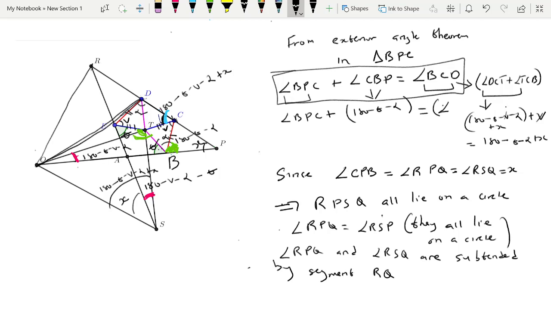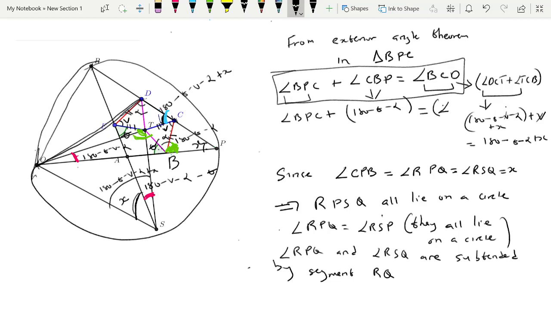So this means that this circle actually does exist. I was supposed to prove the existence of this circle. Since these two angles are both equal to x, you can see they are somewhere here, so they lie on the same circle. So they all lie on the circle, and we're done.